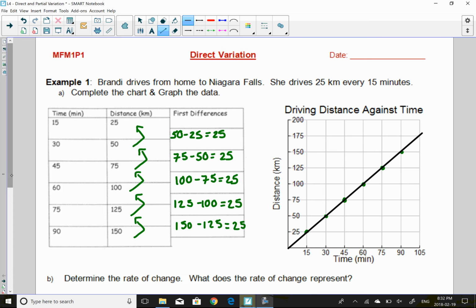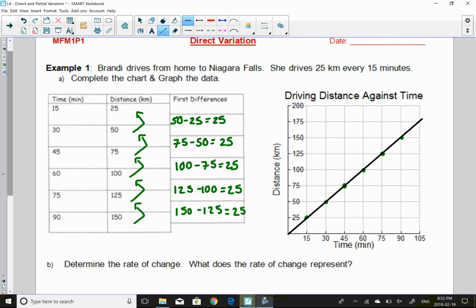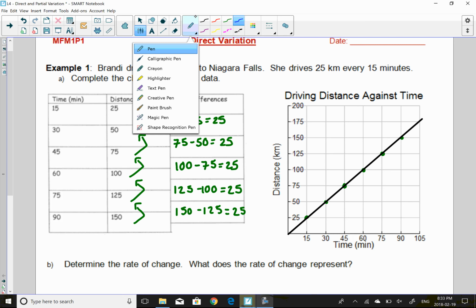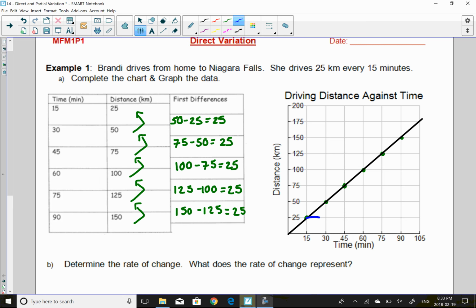Okay. So that tells us to determine the rate of change. So we know rate of change from previous videos is the change in y versus the change in x. So I can pick any 2 points and do the rise versus the run. So I'll just pick these 2 points, so here to here, and here to here. So this is my rise. This is my run.